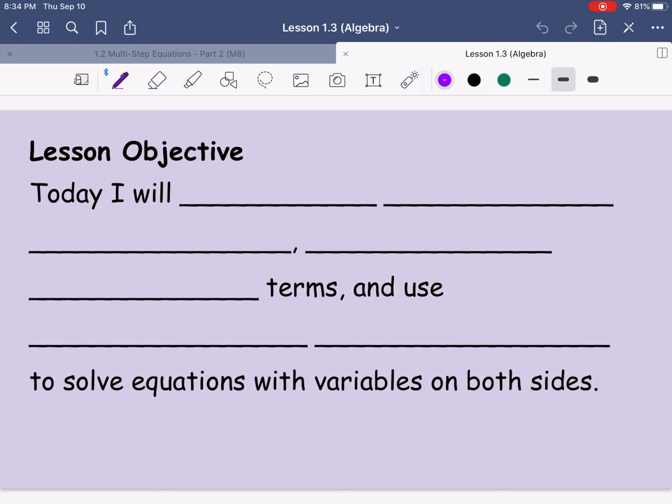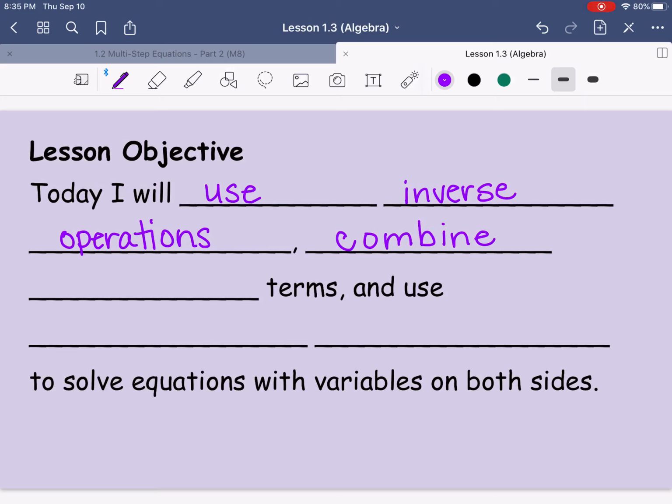So your lesson objective today: I will use inverse operations, I will combine like terms, and use the distributive property to solve equations with those variables on both sides.